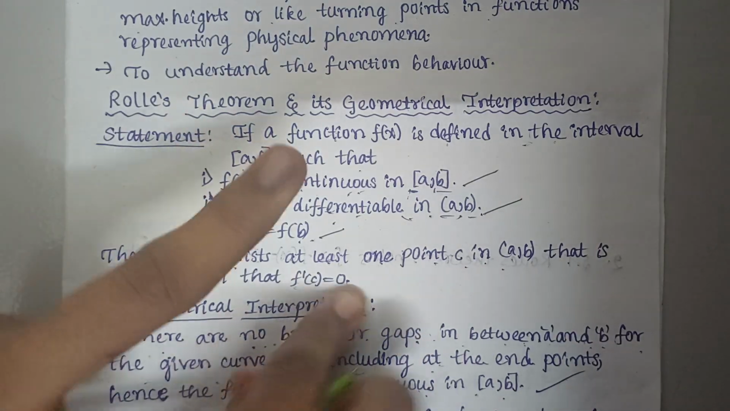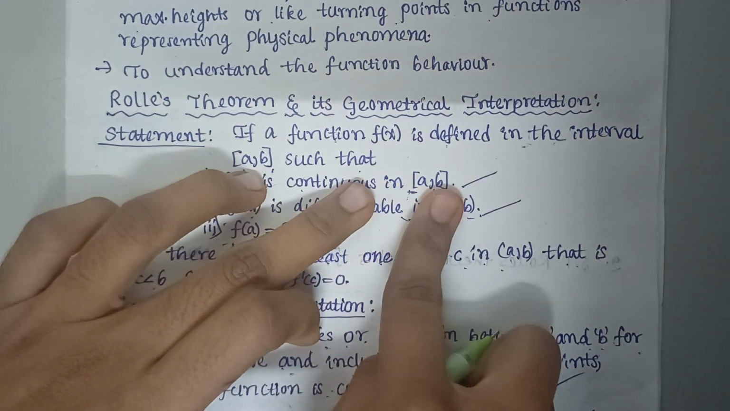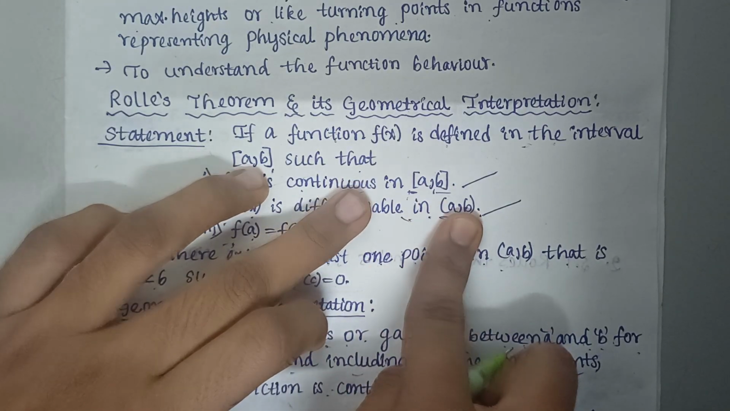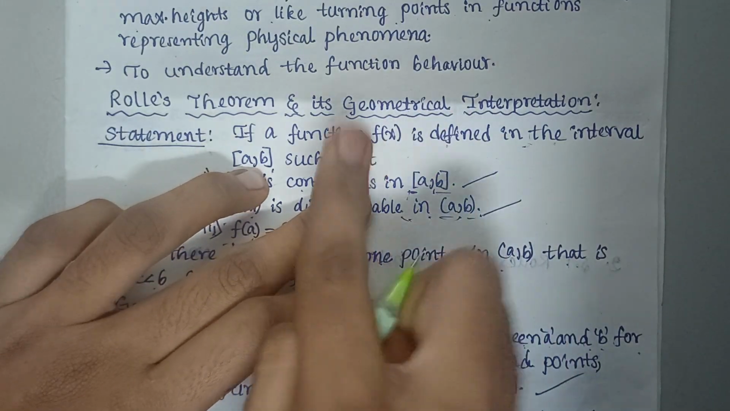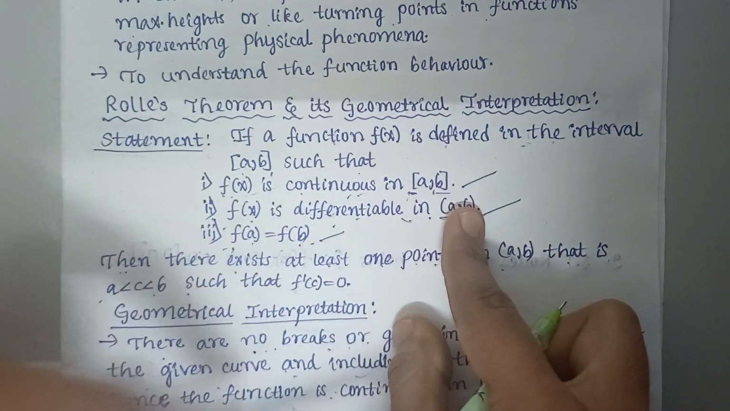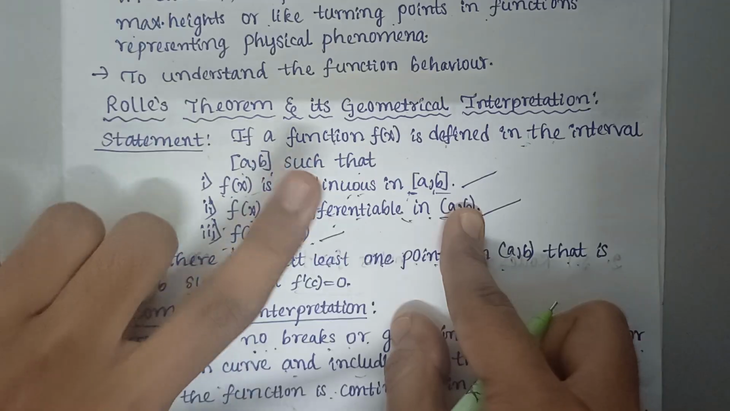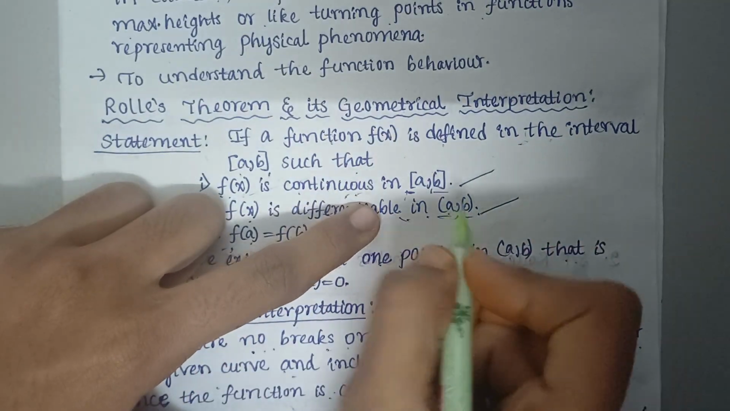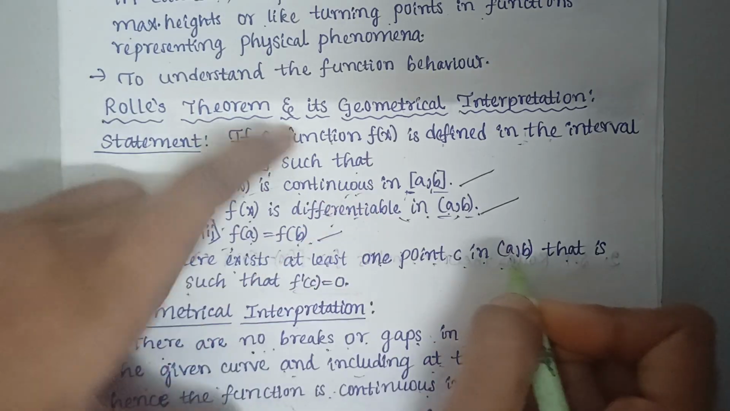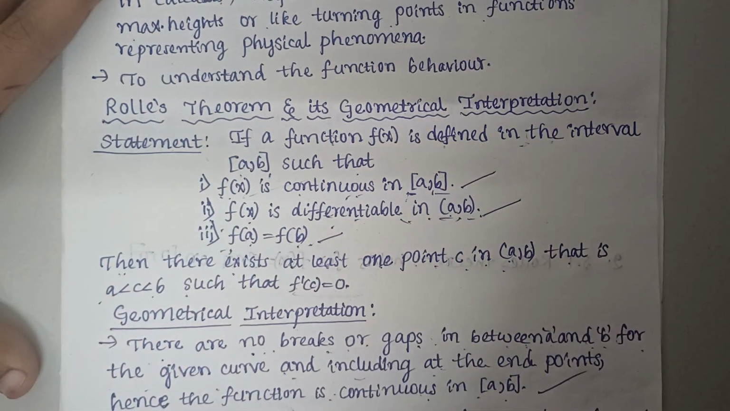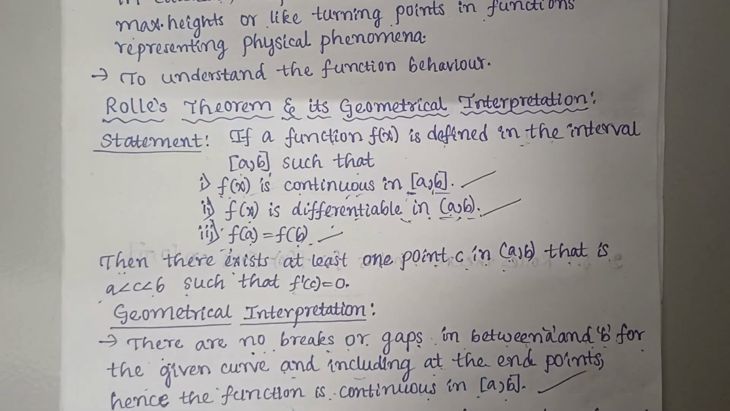Firstly, it should be continuous in the closed interval [a, b], then it should be differentiable in the open interval (a, b), and then f of a should be equal to f of b. If and only if these three conditions are satisfied, then there will be at least one point c which is in between a and b. This is what Rolle's theorem is, and now we are going to solve a few questions.